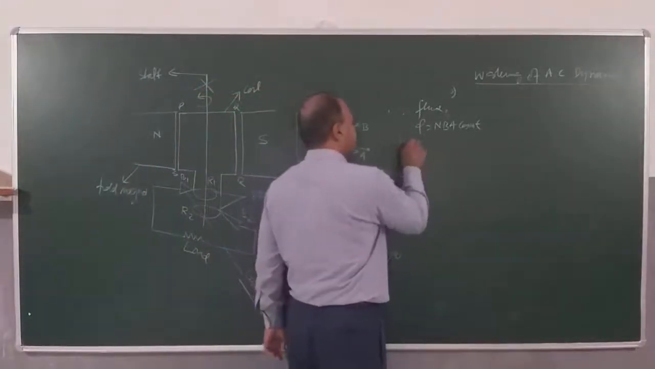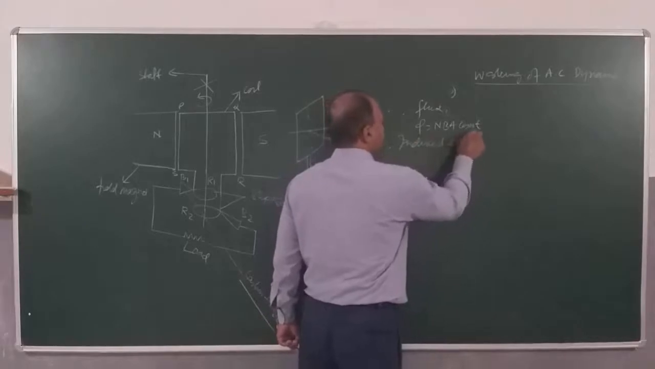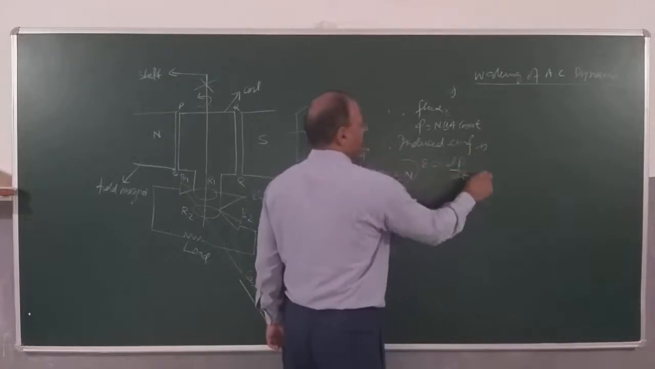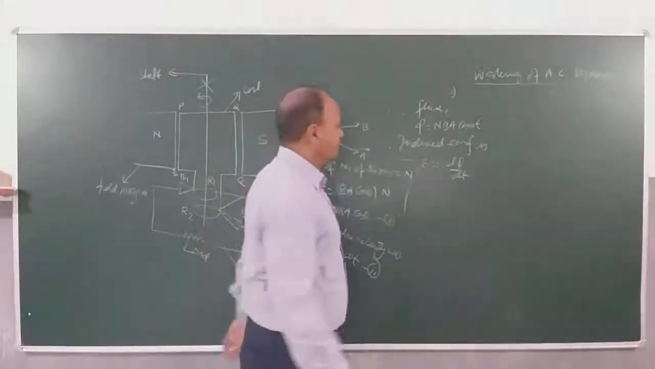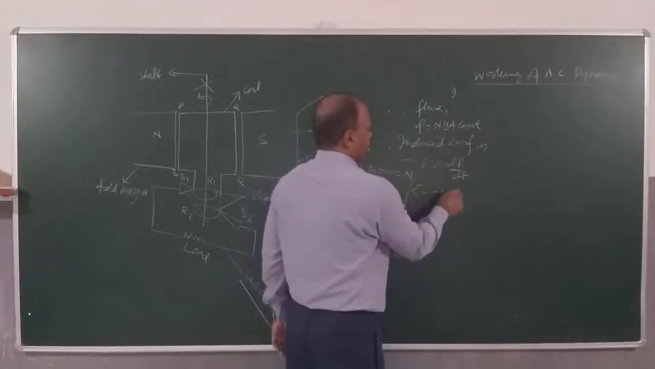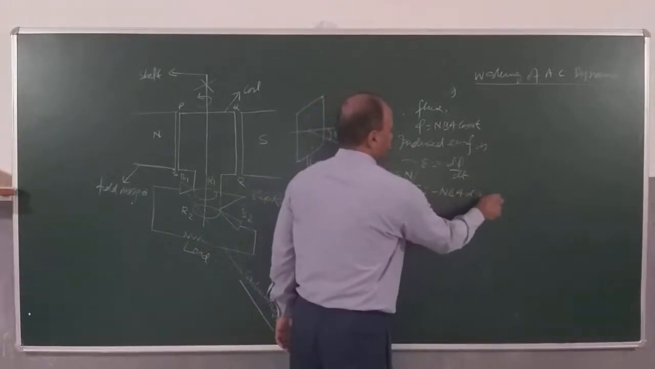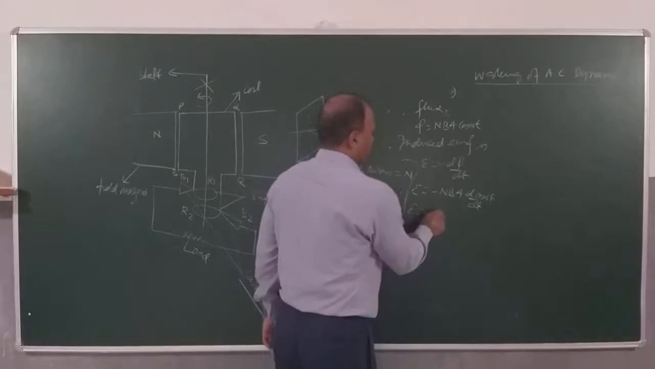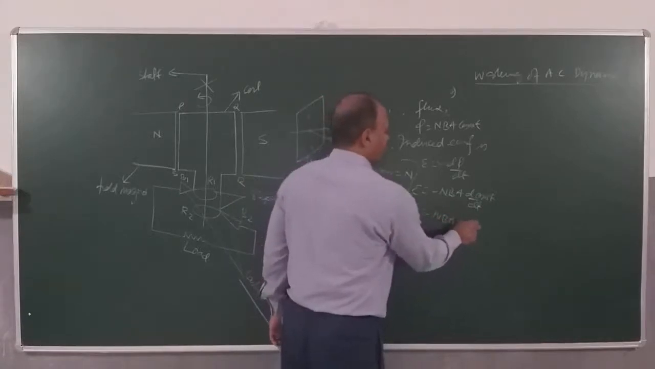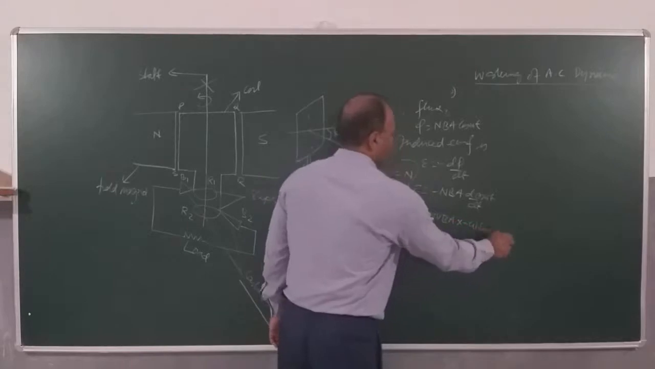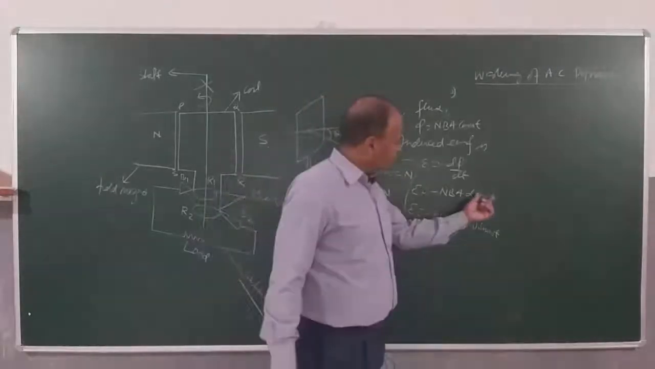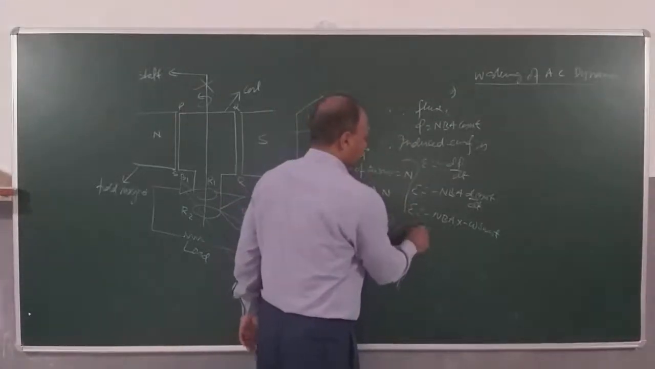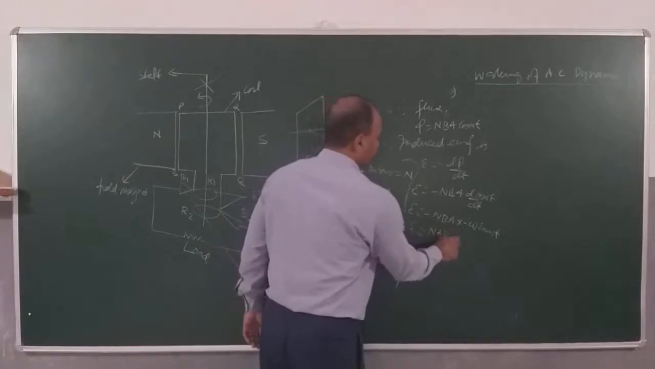Therefore, the induced EMF E is equal to, children, how much? Minus d phi by dt. If I differentiate, NBA are constants, so they will be taken out, and E will be equal to minus NBA times the derivative of cos omega t with respect to t. The derivative of cos omega t is minus omega sin omega t. So E equals minus NBA into minus omega sin omega t. If not from mathematics, just learn this result: the derivative of cos omega t is minus omega sin omega t. So if you multiply it here, we get E equals NAB omega sin omega t.